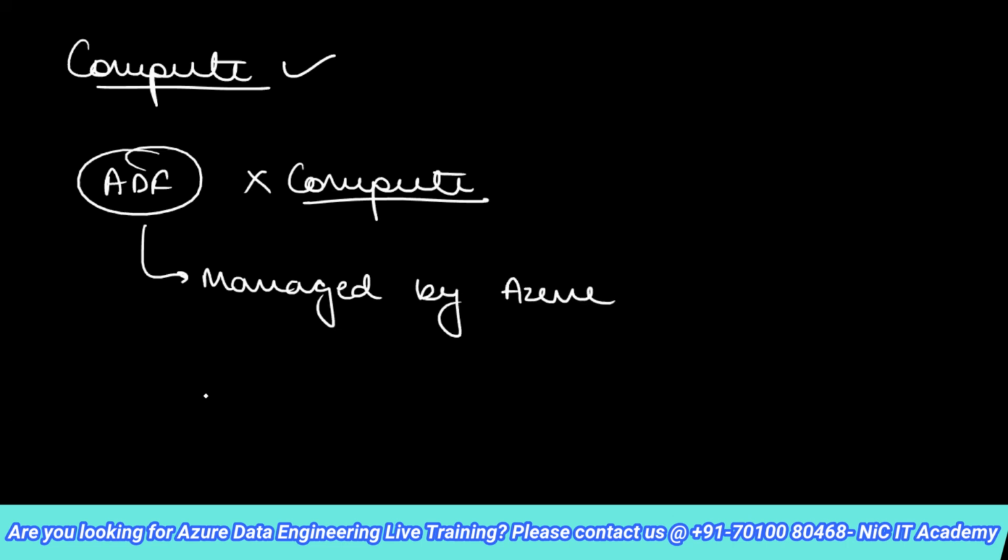When using Azure integration runtime, I have no control over how much compute will be provisioned for my pipeline. Azure will take care of it. If more compute is required, Azure will add more compute. If less compute is required, it will process it with less compute. Is that clear? Yes or no? So in very basic terms, that is your integration runtime.